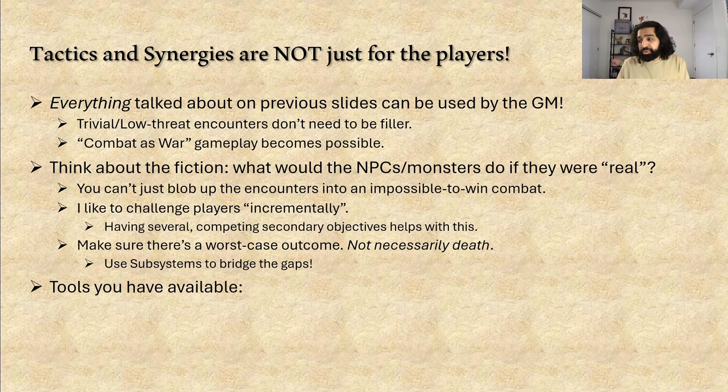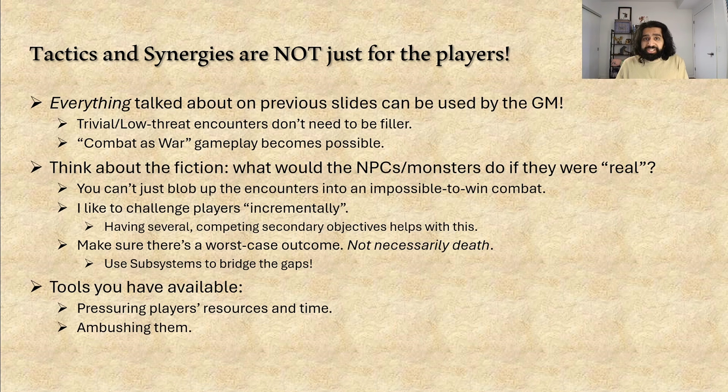You have plenty of tools available for this. You can pressure players' resources and time, especially with secondary objectives and, say, geographical constraints. You can ambush them, just pretty directly ambush them and make things harder than the XP budget would suggest. Even if you don't get a full ambush, even a simple terrain advantage can do this. Areas of difficult terrain, areas of high ground, areas with hazards and hazardous terrain along the way. All of these can help your NPCs engage with the players in what would be easily winnable for the players on paper and still be interesting and engaging.